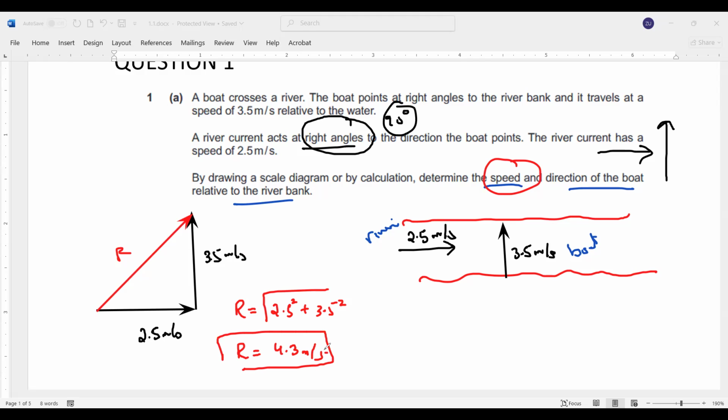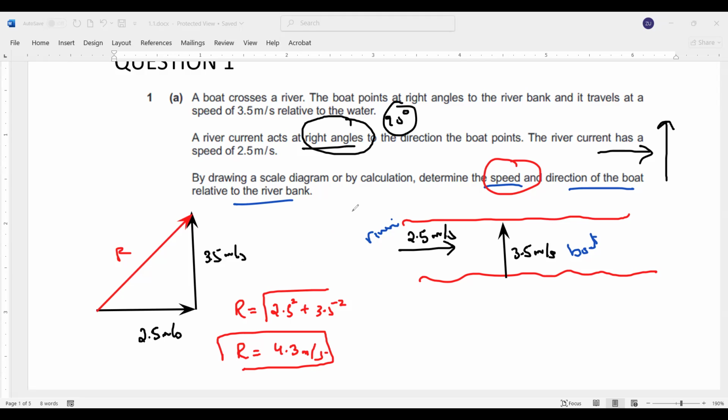Yes. For the angle, you will do the calculation: tan inverse. 3.5 is the height, 2.5 is the adjacent. Opposite is 2.5. Tan inverse is equal to opposite divided by adjacent, and our angle is 54.5. Tan inverse.